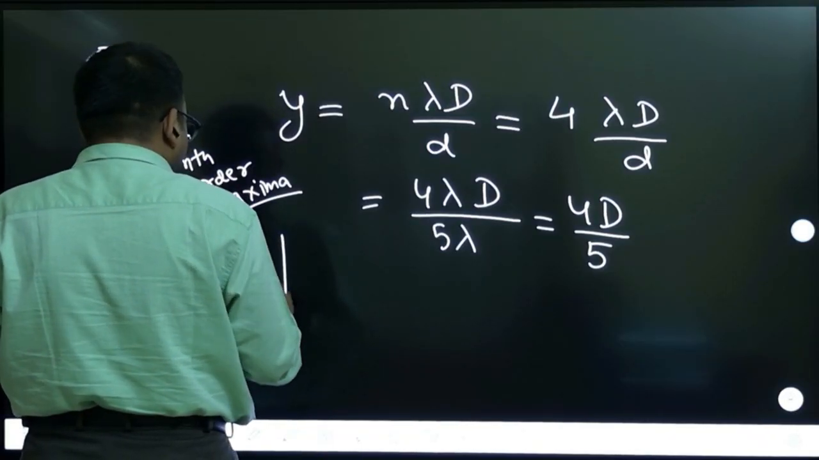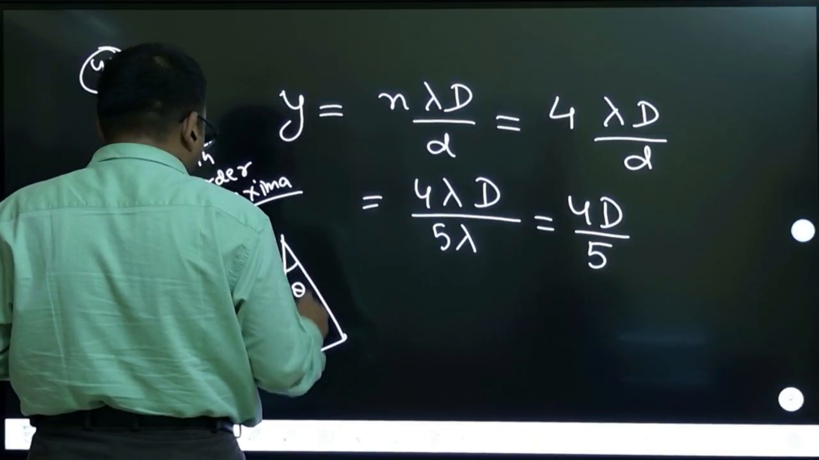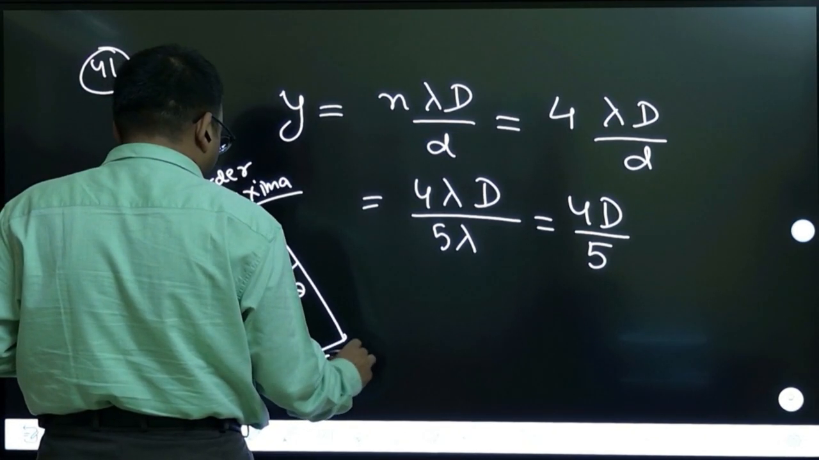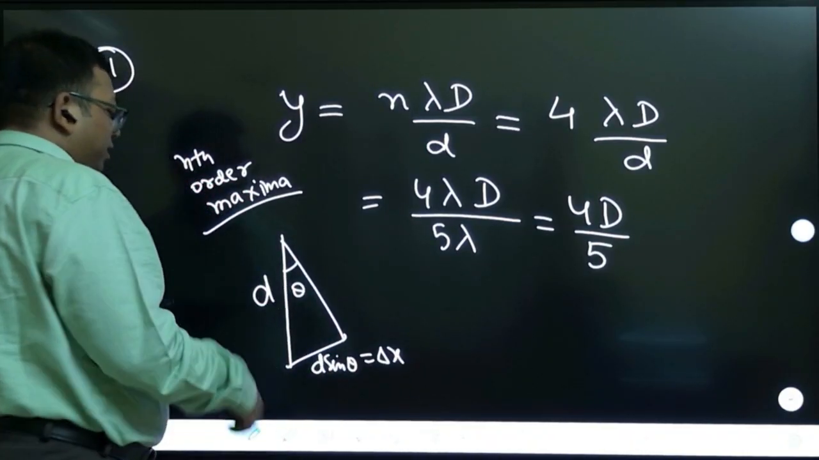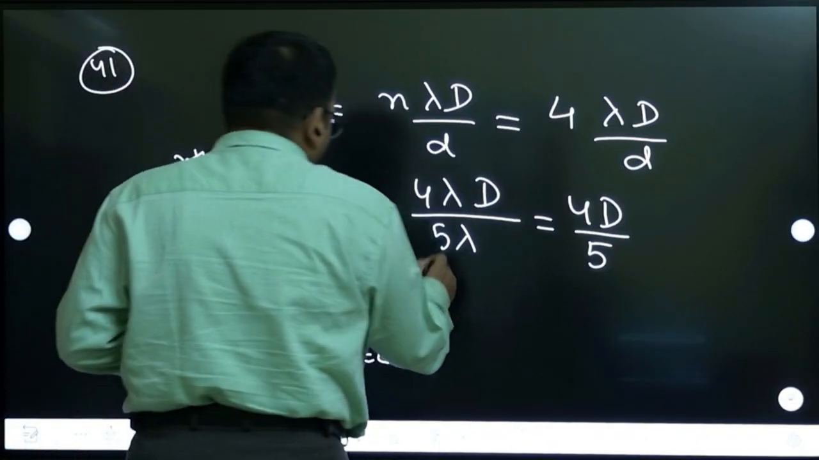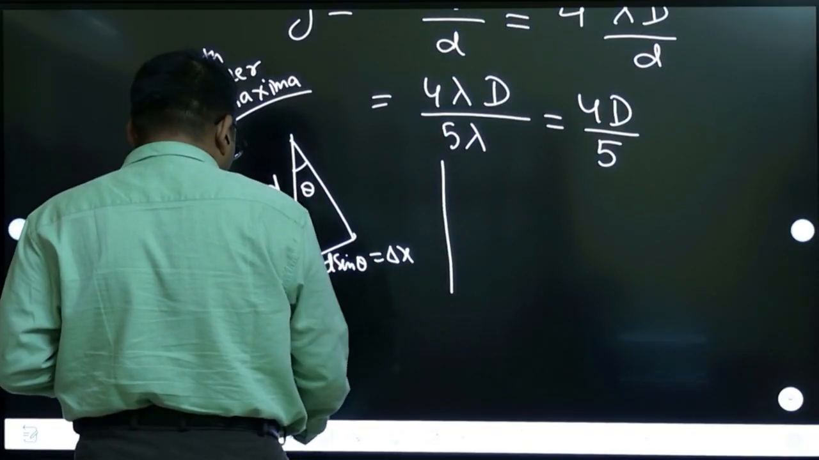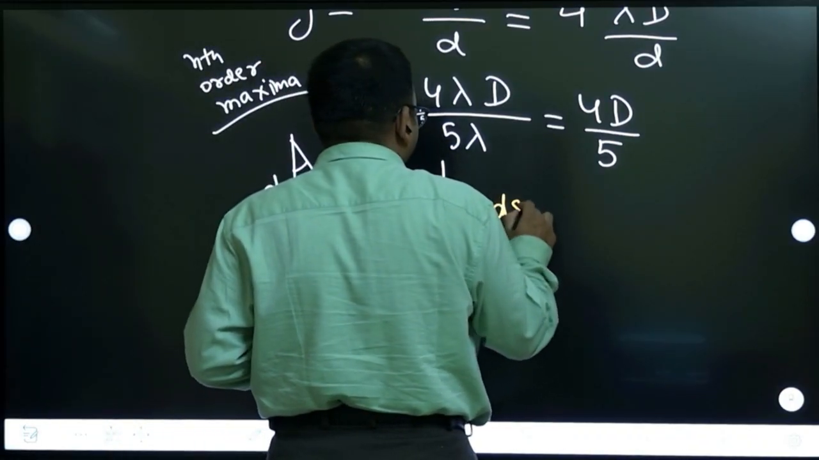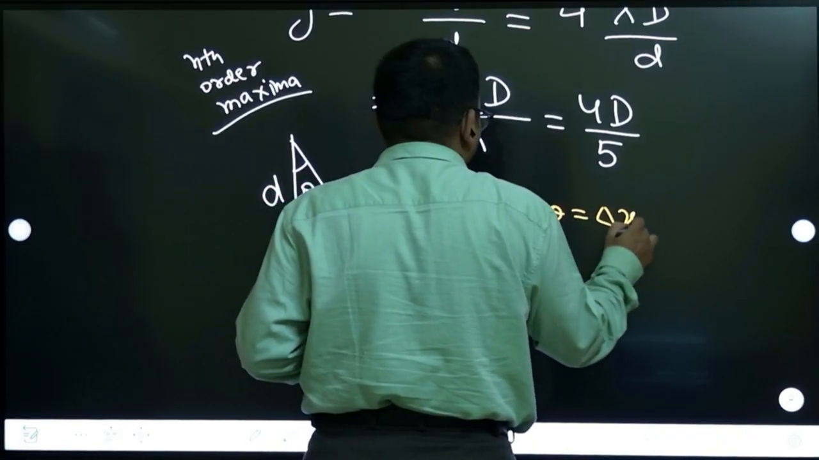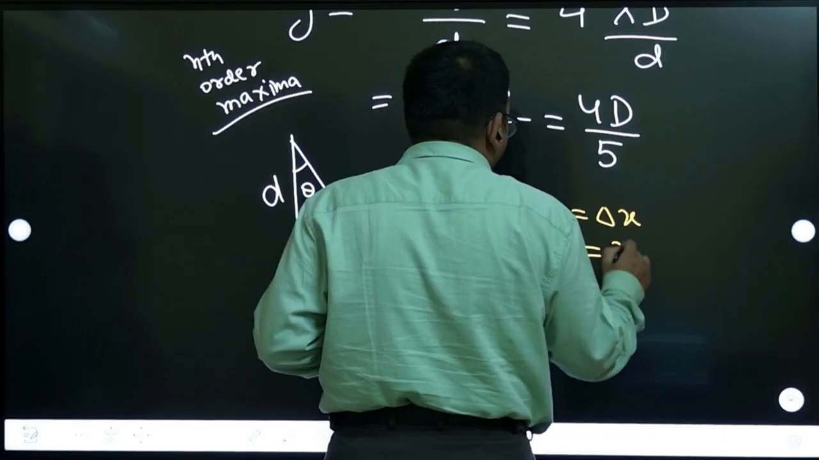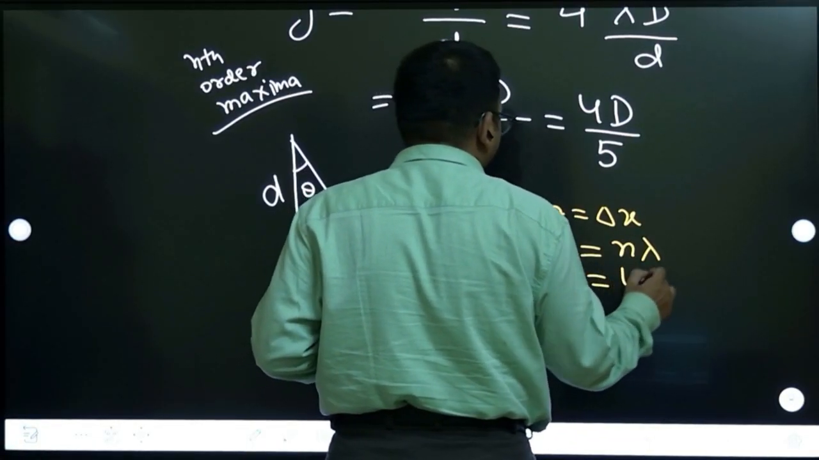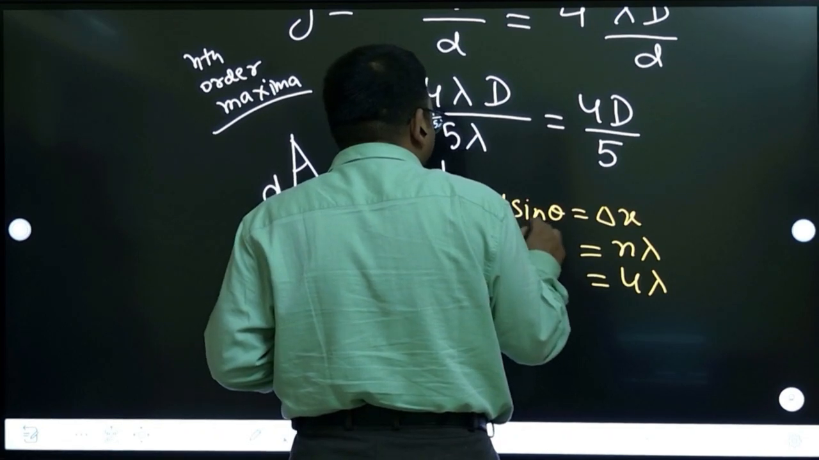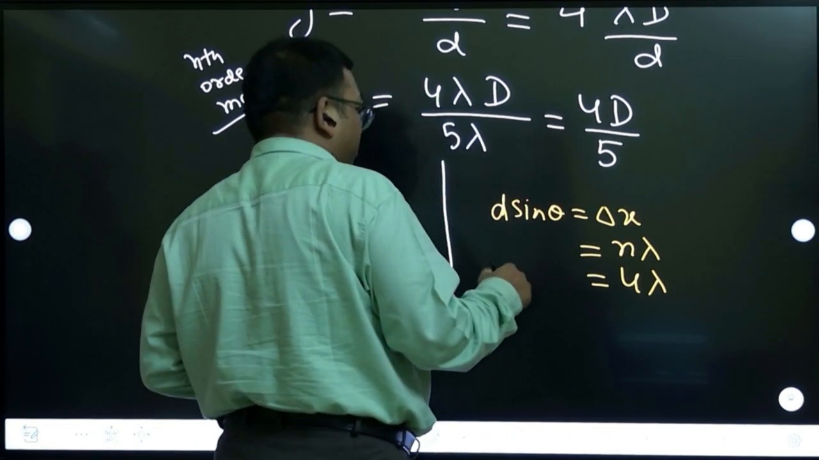Basically, the idea is that this is d, we take this angle as theta, and this distance is d sin theta. That is the path difference. We take theta as very small, then we do the approximation. But suppose you are not using the approximation, then you check. d sin theta is equal to delta x, and delta x is n lambda, and here n is 4. This is one reason this answer will not hold, because we take sin theta as theta, but here we cannot.